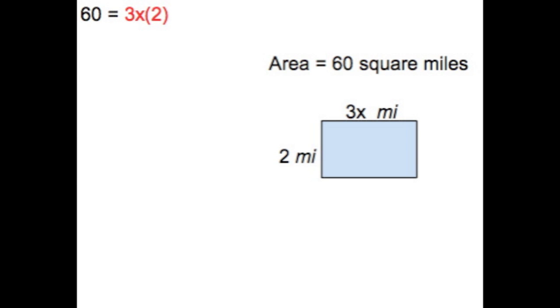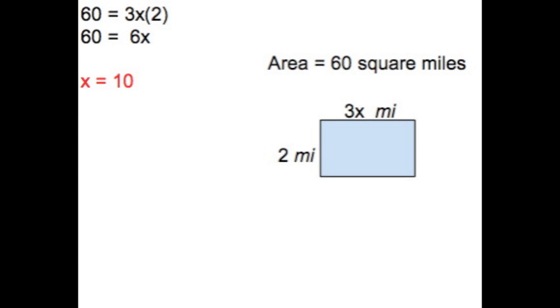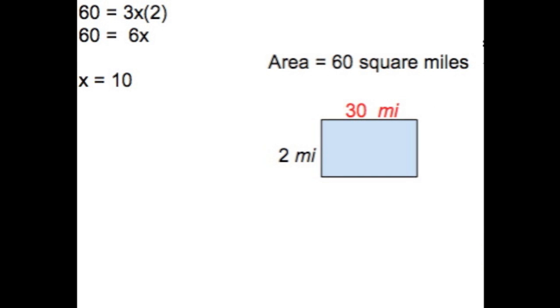We can simplify the right side of the equation by multiplying 3x and 2, which is 6x. Now we can solve this equation by dividing each side by 6. So x equals 10. We can determine the length of this side by substituting 10 in for x. Once we have substituted 10 in, we can do 3 times 10, which is 30. So the length of this side is 30 miles.